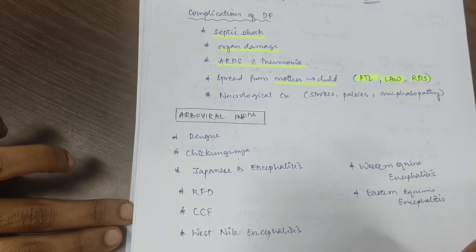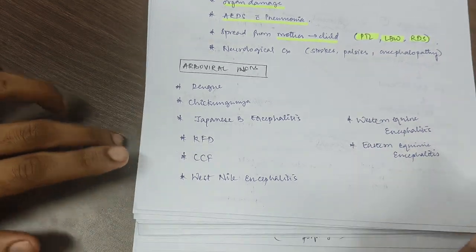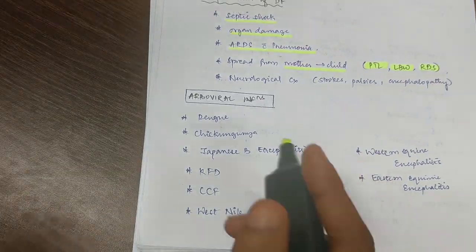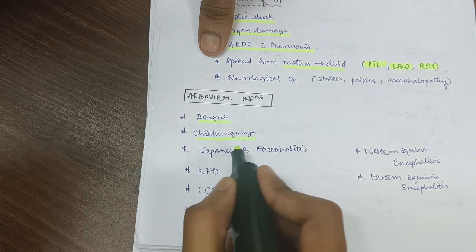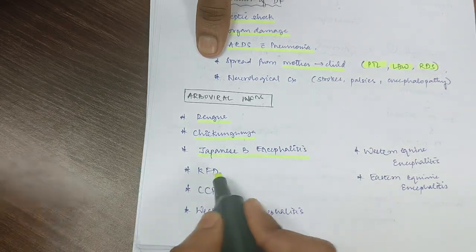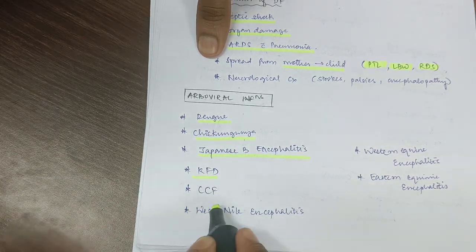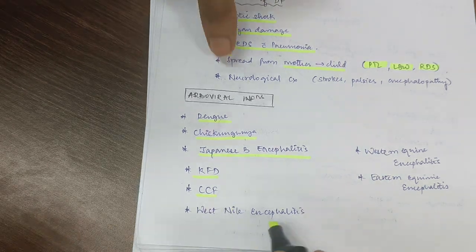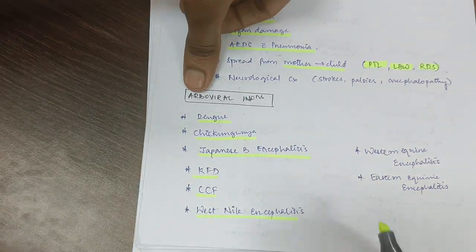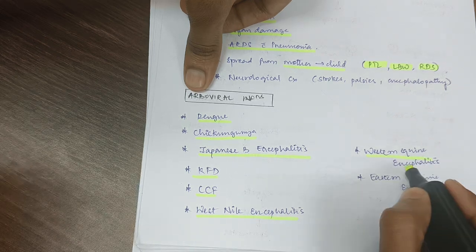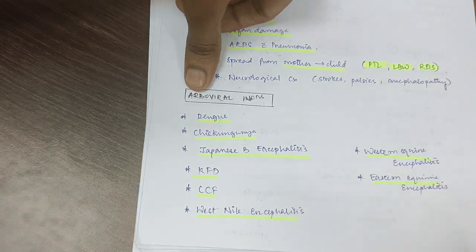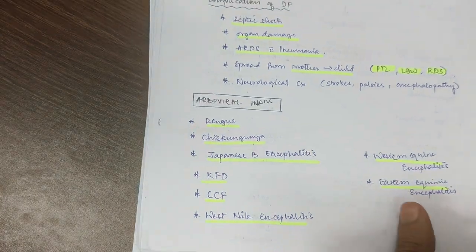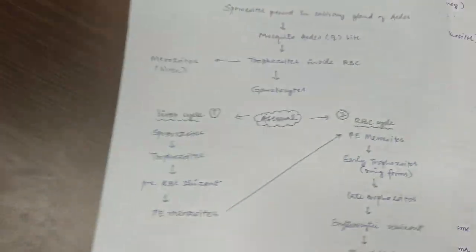So arboviral infections. What are the arboviral infections? They are going to ask, name the arbovirus infections. Dengue, chikungunya, Japanese encephalitis, Kyasanur forest disease, Crimean Congo fever, West Nile encephalitis, Western equine encephalitis, Eastern equine encephalitis. All these are the arboviral infections.